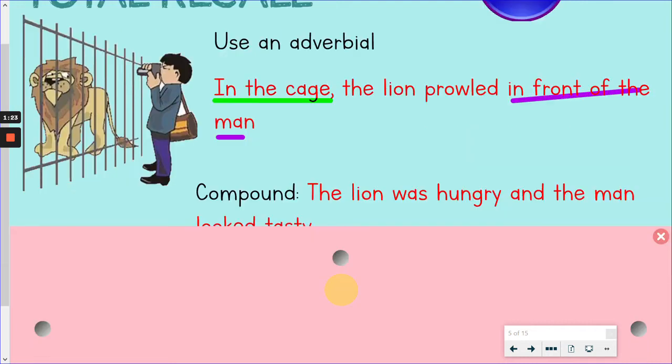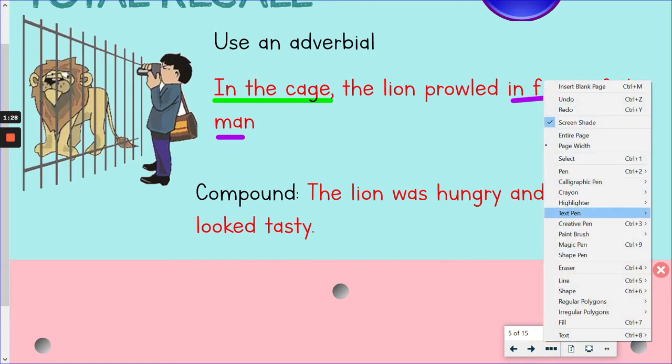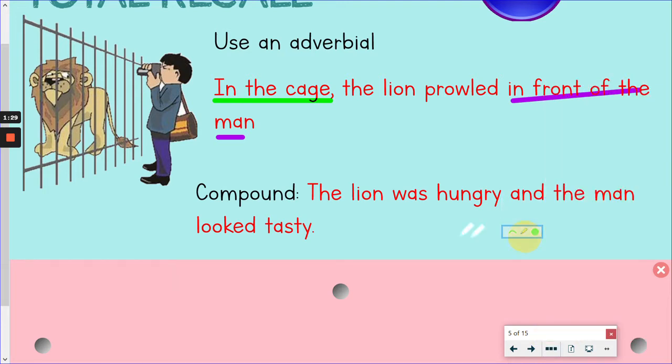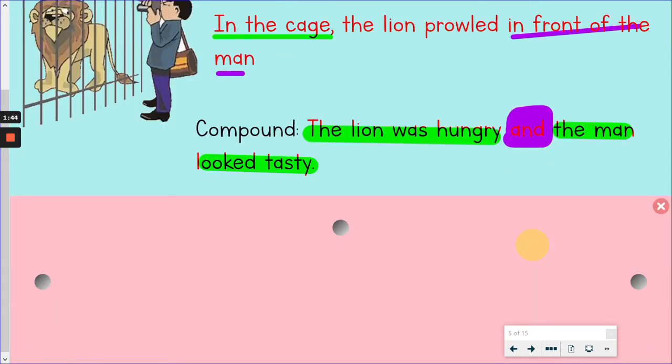Let's look at the compound sentence. The compound sentence, the lion was hungry and the man looked tasty. In this sentence, I've got two main clauses. The lion was hungry, the man looked tasty. And I've joined them using the coordinating conjunction, and that gives us a compound sentence. What other coordinating conjunctions might you have used for your compound sentence? Well, you could have used but, or you could have used or.